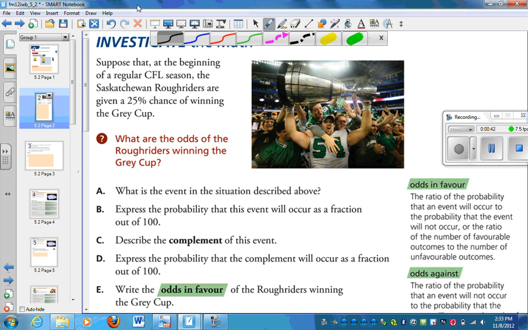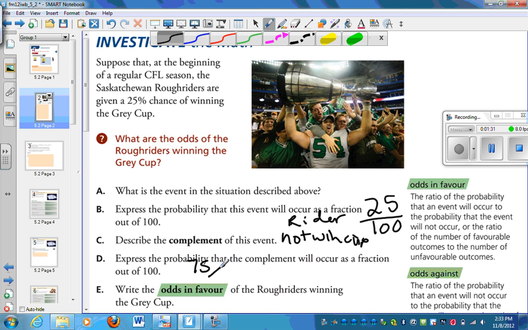Suppose that at the beginning of the regular CFL season, the Saskatchewan Roughriders are given a 25% chance of winning the Grey Cup. And of course, this is just fake math. We know that the chances are always much higher than that. What are the odds? Okay, so first of all, what is the event in the situation described above? The event is that they win the Grey Cup. Express the probability this event will occur as a fraction. So we have a 25 out of 100 chance, 25% means that it will happen. The complement means not. So what's the chance they won't win the cup? The probability of this would be 75 over 100.